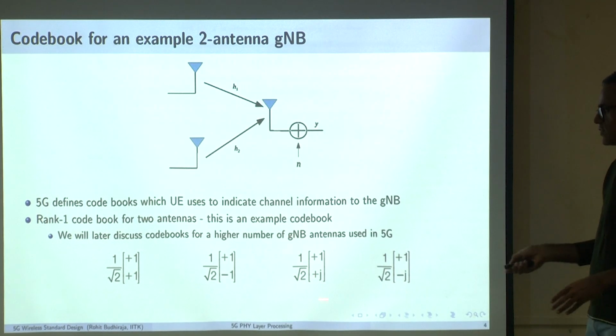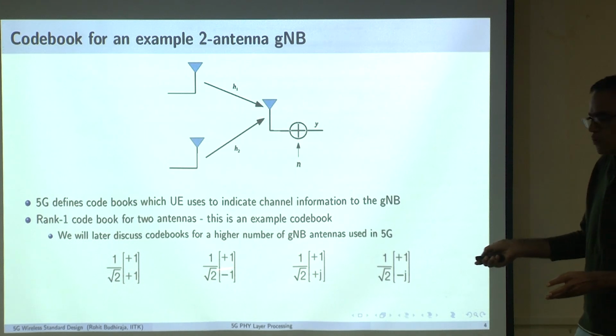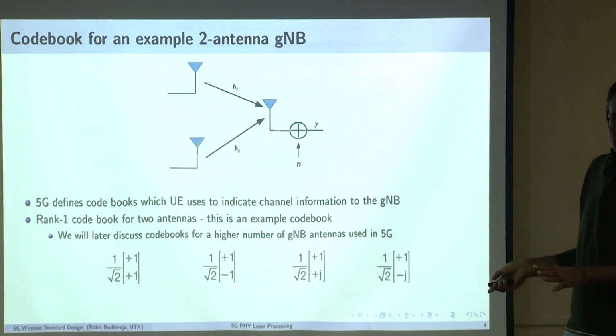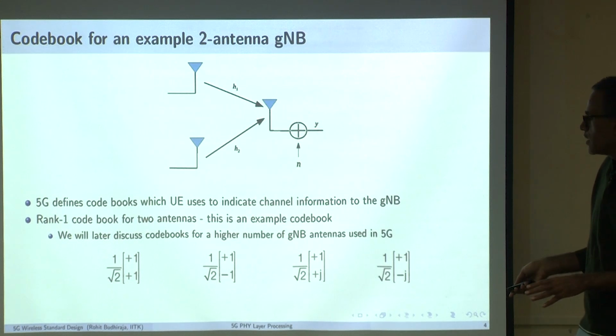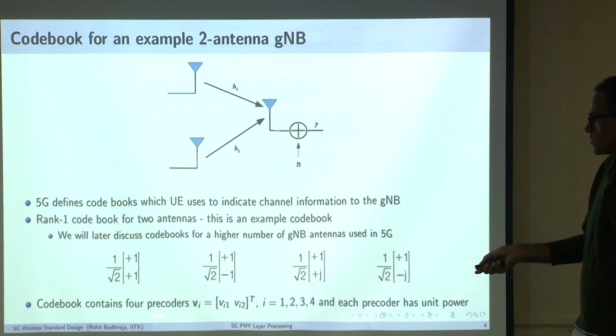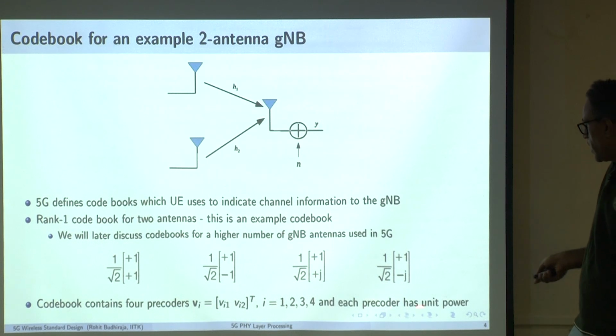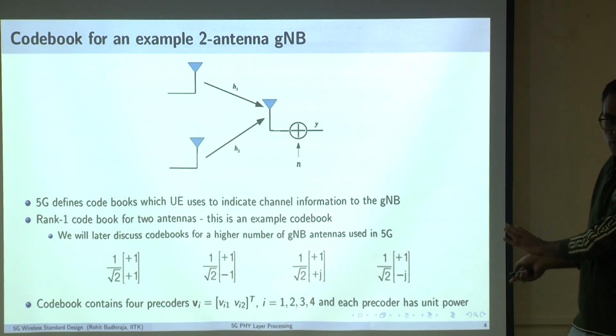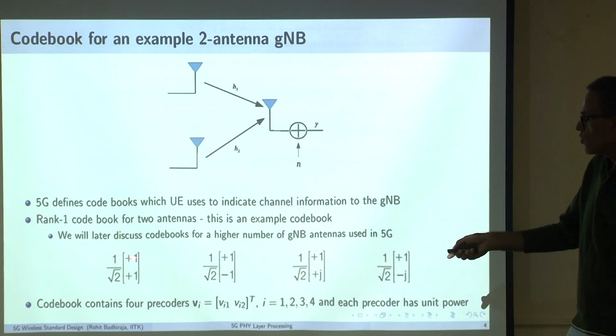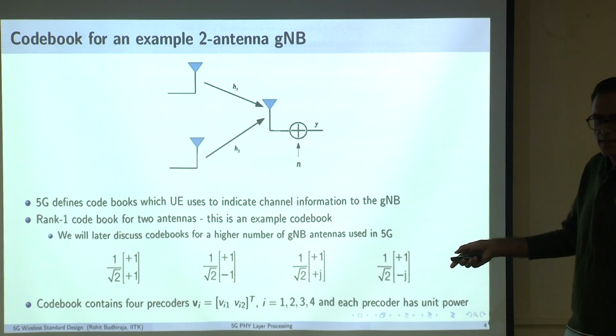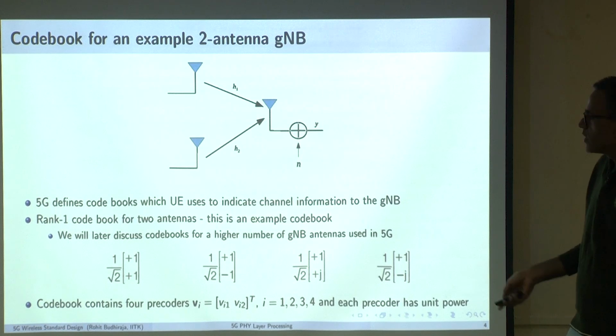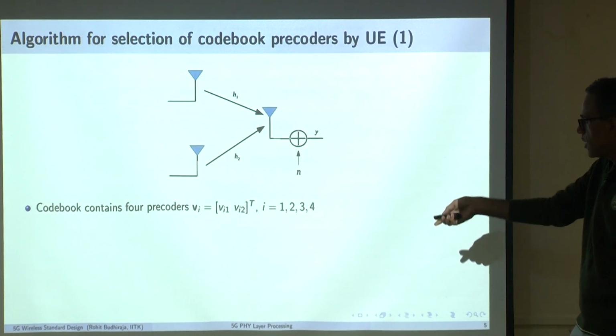What are you sending? Only 2 bits, and they are assigned only for the phase. So what is this? This codebook contains 4 precoders, and each precoder has a unit power. But more crucially, each channel has the same amplitude. So this is how it is defined.